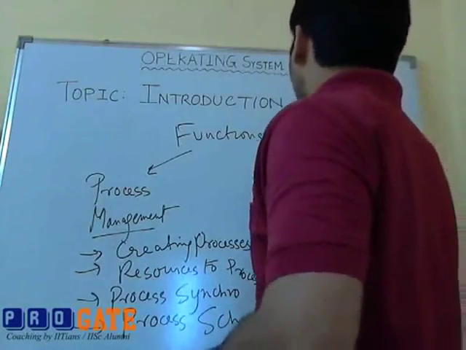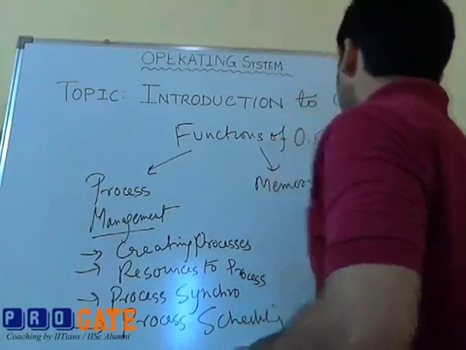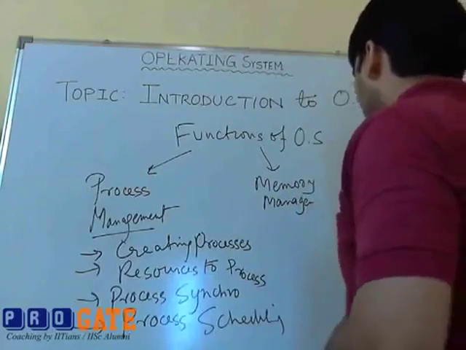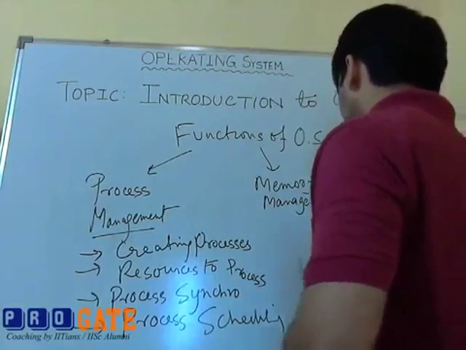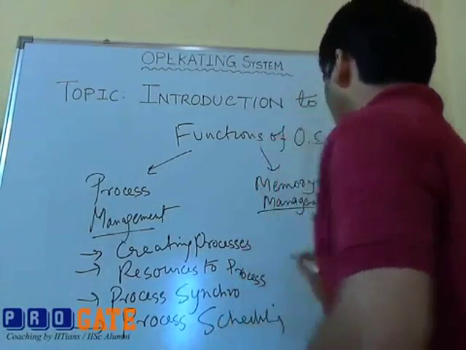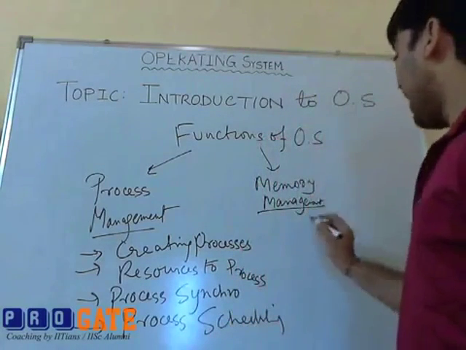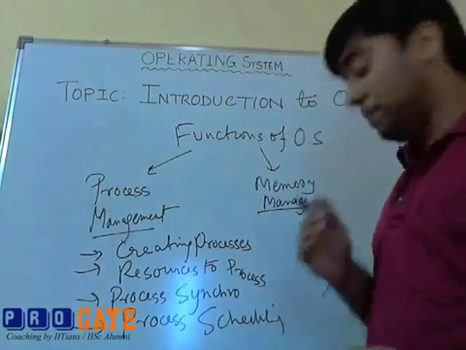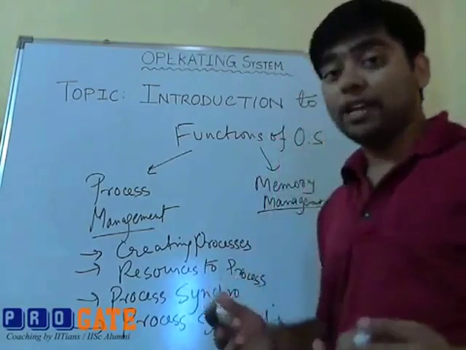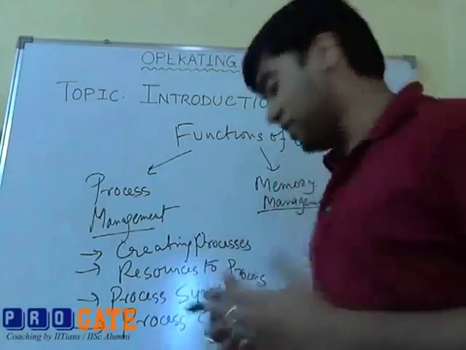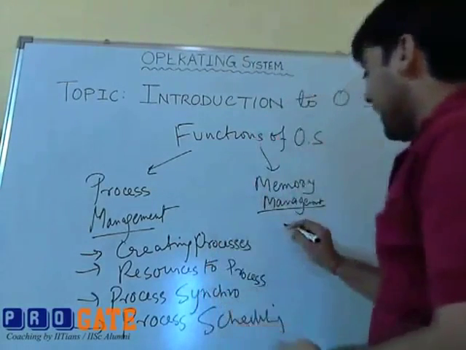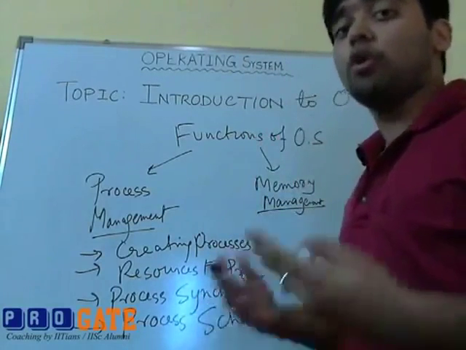The second function of the operating system is memory management. Under this, the operating system keeps track of which part of the memory is being currently used. It allocates and deallocates the memory between the different processes, and it decides in which part of the memory to store which process.